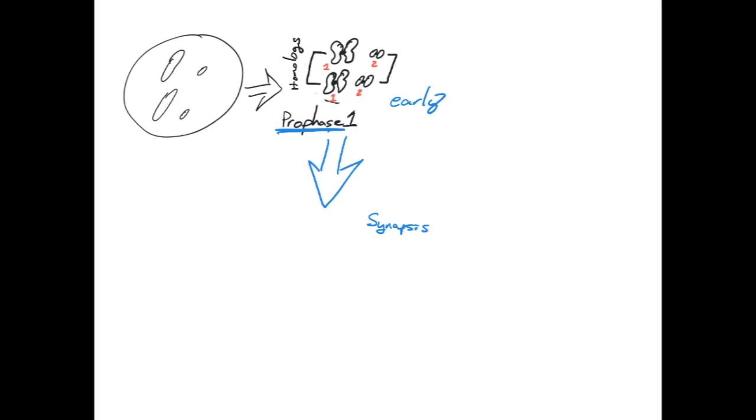And what is synapsis? Synapsis is just these two chromosomes. Can I change this to a red, just so you can see the difference? I'm going to change these to red. And so you're going to take these two homologs. They're going to come together. They're still paper clipped together with these centrosomes, right? But then these two homologs are going to get put together.